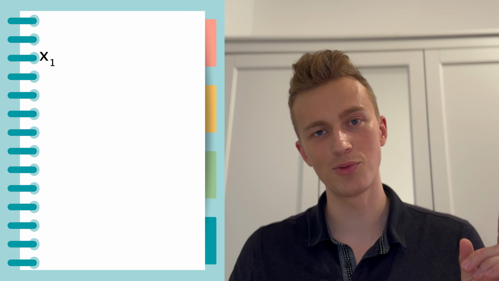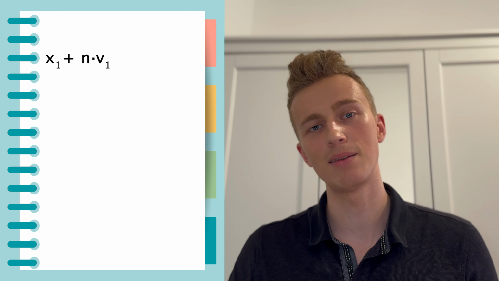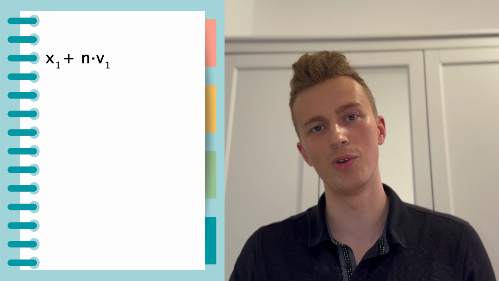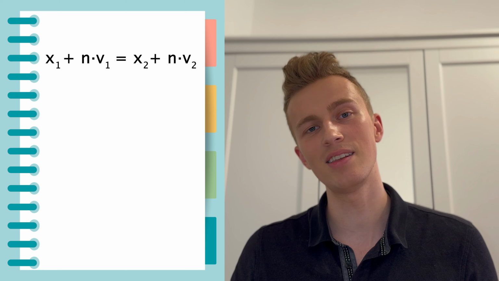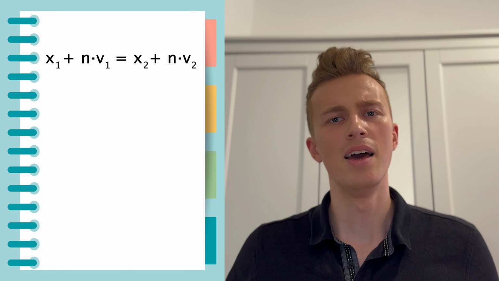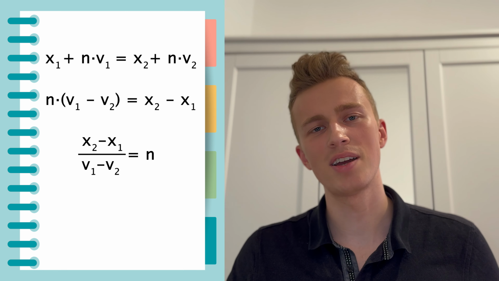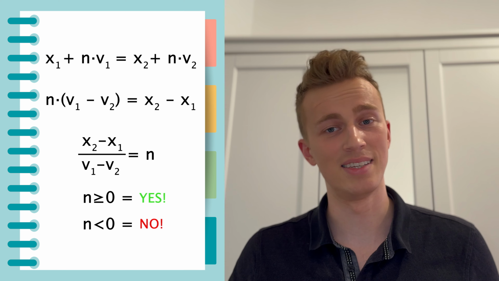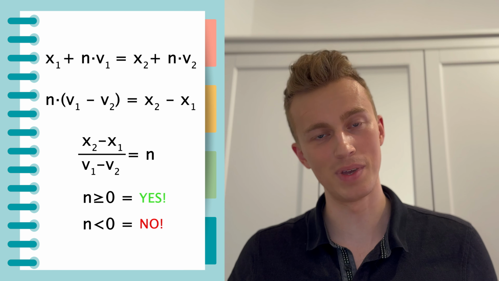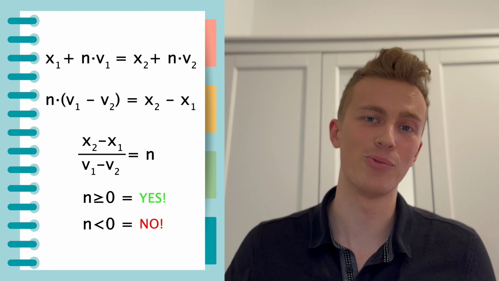To solve this problem programmatically, we'll have to derive a simple formula for the scenario. Let's say that after n jumps, the position of the kangaroos are equal. To write this, we take the starting position of kangaroo number 1, x1, and add it to the speed it jumps at times the number of jumps, so n times v1. We write the same on the other side of the equation for kangaroo number 2. By rearranging this, we get this simple fraction to calculate n. If n is 0 or above, the kangaroos will meet at some point. If n is negative, they will never meet. Alright, enough equations. Let's get into the code.